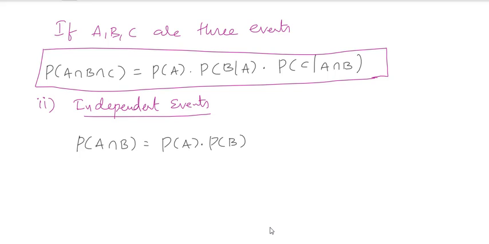So that means A and B do not depend upon a different sample space. Similarly, A intersection B intersection C I can represent as the probability of A times the probability of B times the probability of C. Clear? This is how we have to do it.